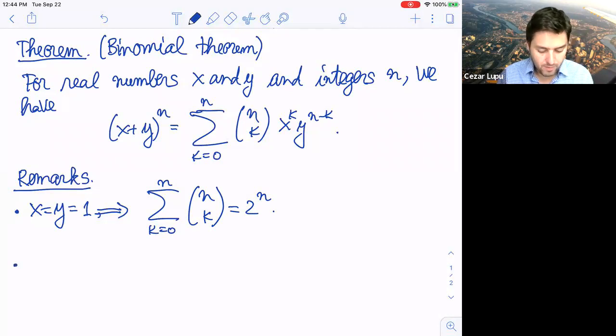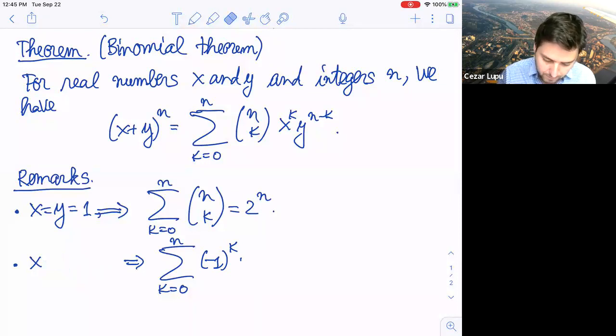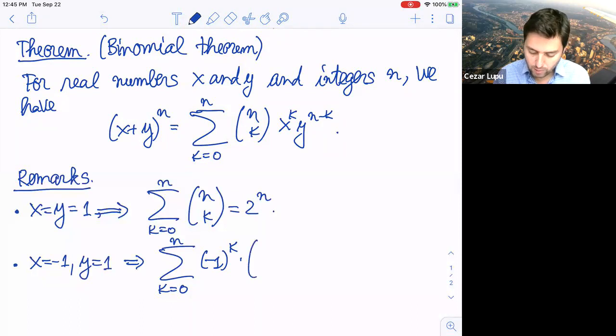And for example, if you take, I don't know, maybe x to be 1 and y to be -1, you will get that this sum, and this time you'll have here -1 to the power k, right? In fact, no, you take the other way around, sorry. You take x to be -1 and y to be 1. You'll get that this sum of -1 to the k n choose k will be 0. All right.